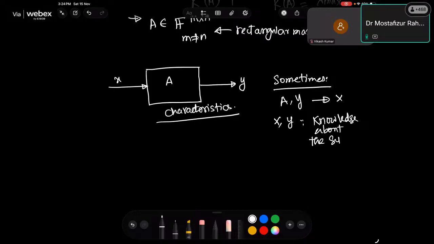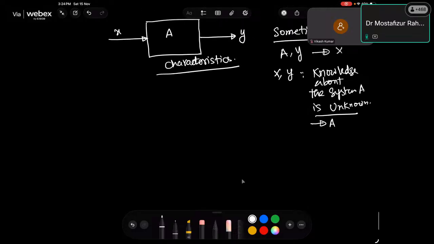About the system, A is unknown, right? So then you need to compute what is A. This is called reverse engineering. And sometimes both A and X are unknown, right?